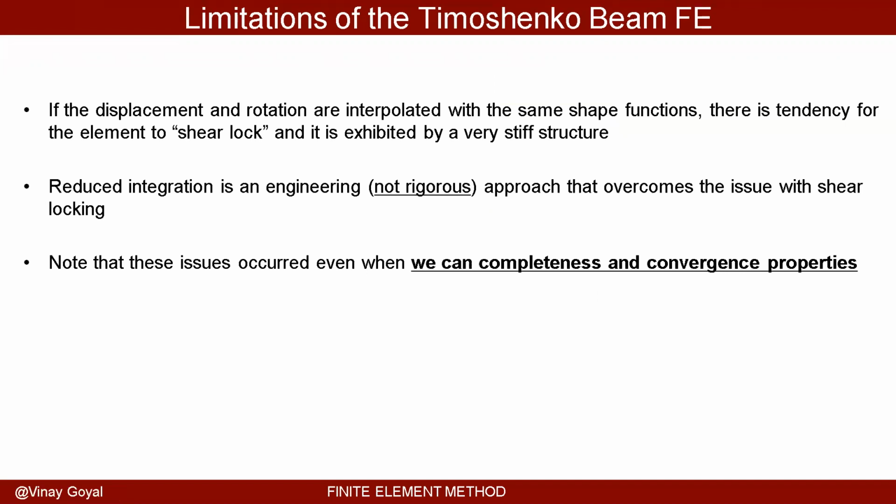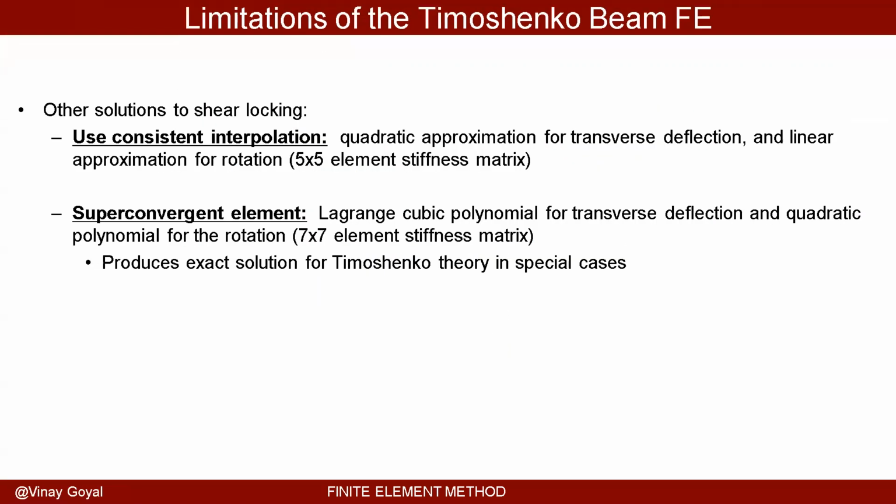So the limitation of Timoshenko beam finite elements is that if the displacement and rotations are interpolated with the same shape functions, there's a tendency for the element to shear lock, and it exhibits a very stiff structure. Reduced integration is not an engineering approach, but it overcomes the issue with shear locking. Note that these issues occurred when we have completeness and convergence properties. There are two solutions that can be used. One is called the consistent interpolation, and what that means is I will use a quadratic approximation for the transverse deflection and linear approximation for rotation.